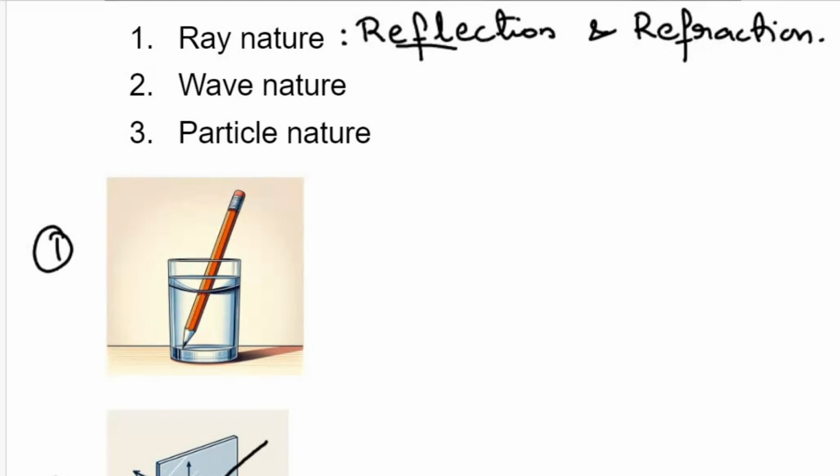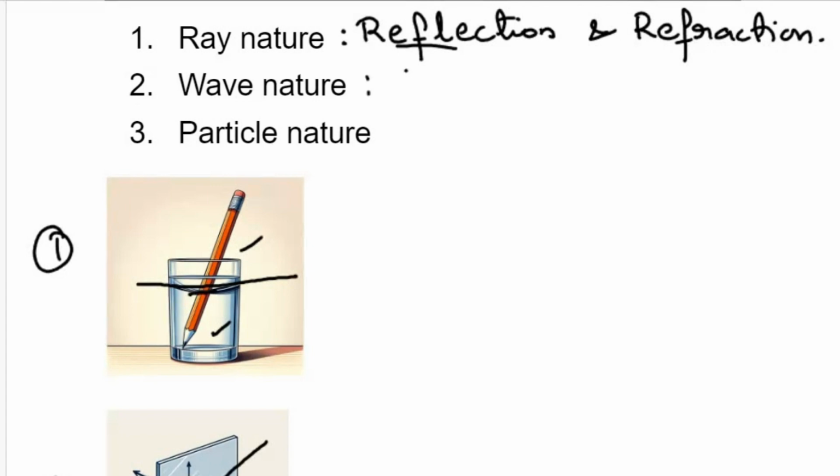What is refraction of light? You see in the first diagram, a pencil that is kept in water. In the immersed part, the pencil appears to have bent. The pencil is actually straight, but the immersed part appears to be bent. So when a ray of light travels from a denser medium to a rarer medium, the ray of light bends at the medium of separation. That is called refraction of light. Since we see certain phenomena like reflection and refraction, we say that light has a ray nature.